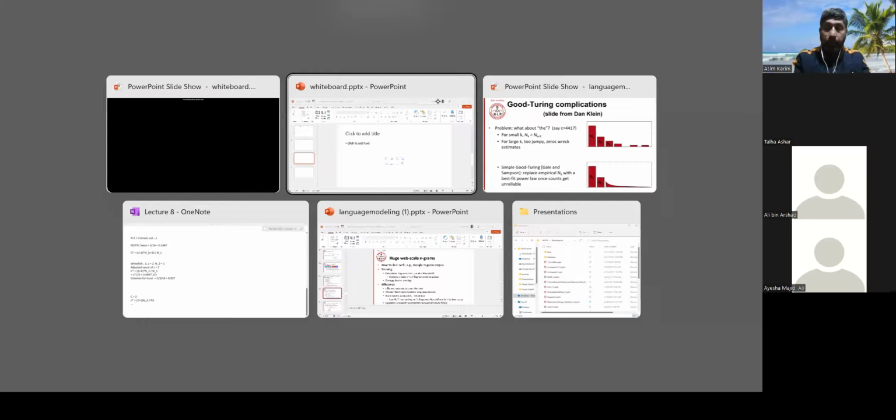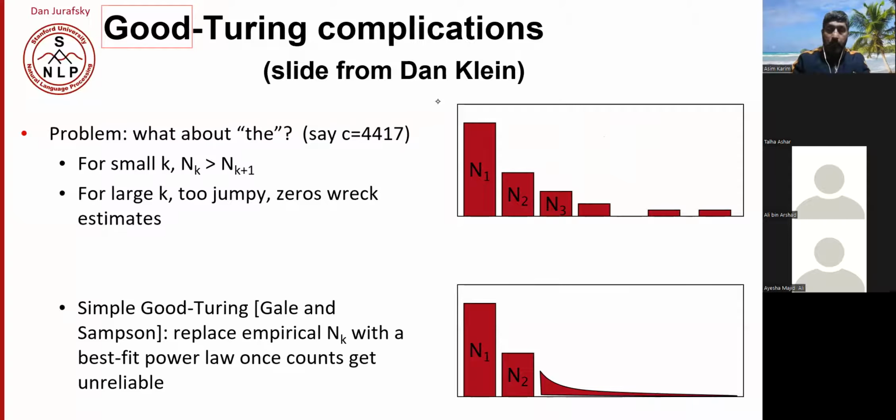Only for the higher values of C, those counts would be jumpy in the sense that you might see C equal to 1, or C equal to 2, or C equal to 0, 0, 0, and so on. To adjust for that, you can fit a power law smooth line and then get the estimate from the smooth line to get the values of N_C, and from there you compute C star. So this is the Good-Turing approach for estimating.